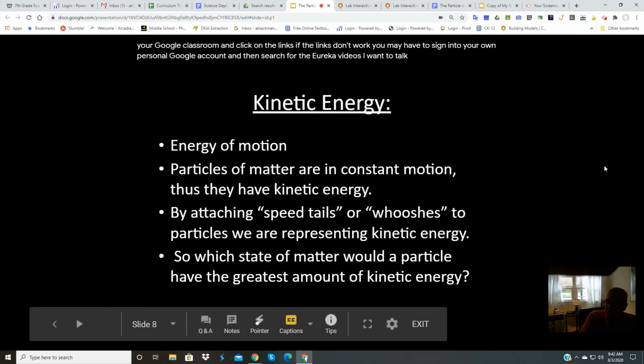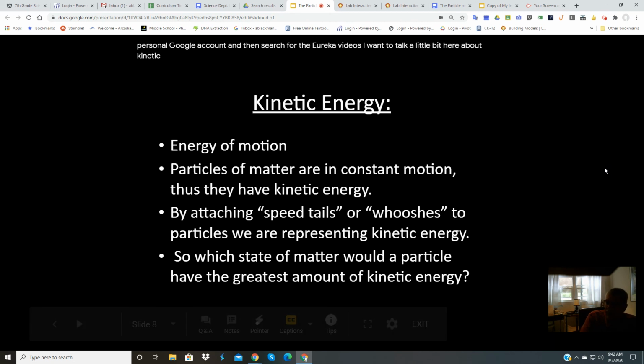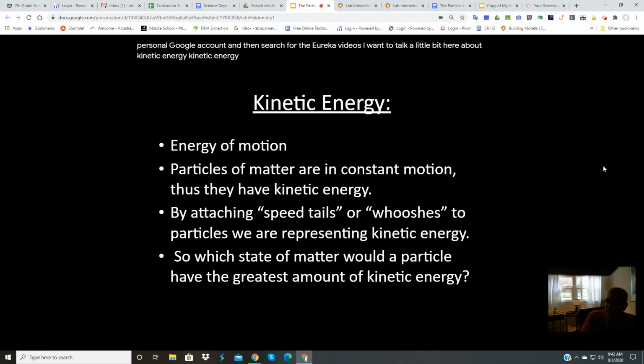I want to talk a little bit here about kinetic energy. Kinetic energy is the energy of motion. Remember that particles in all states of matter, solids, liquids, gases, are moving and have kinetic energy. Different states of matter will have different amounts of energy. Which state of matter do you think has the most kinetic energy? Gas.